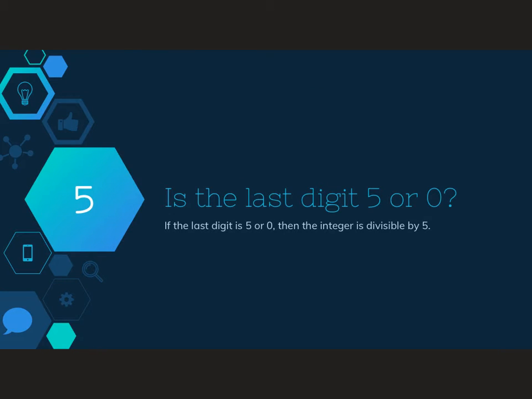5, this one's one of the easier ones that I bet when you guys were younger and you learned how to count by 5s. Is the last digit 5 or 0? So again, you're just going to look at the last digit. If the last digit is 5 or 0, then the integer is divisible by 5.